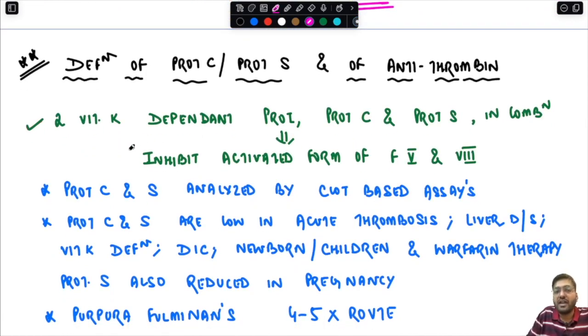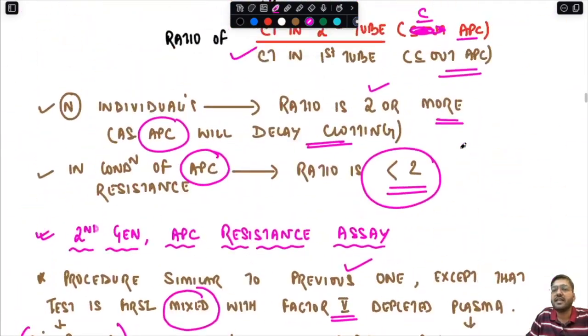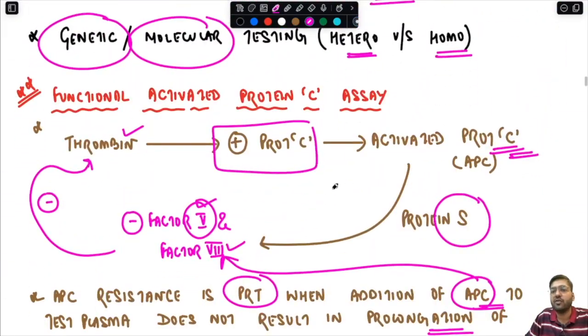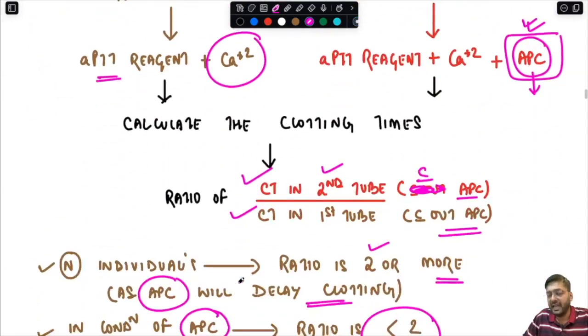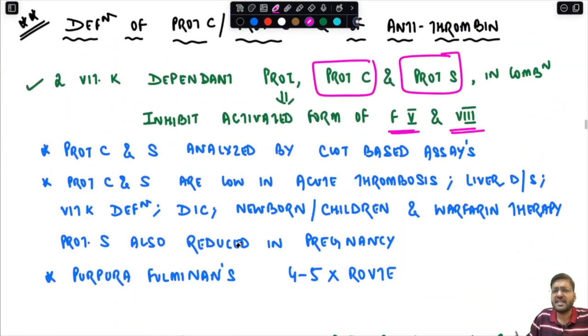So remember, two vitamin K dependent proteins, protein C and protein S, in combination are inhibiting the activated form of factor number 5 and factor number 8, as we have already seen over here. I have just shown you that the activated form of protein C, along with the cofactor protein S, inhibits factor number 5 and 8, and therefore they inhibit the clotting process. Okay, so basically over here, protein C and S are analyzed by clot based assays.